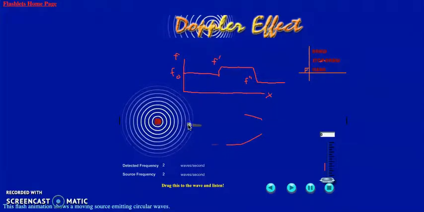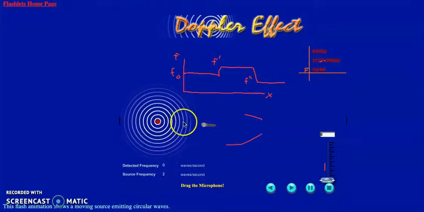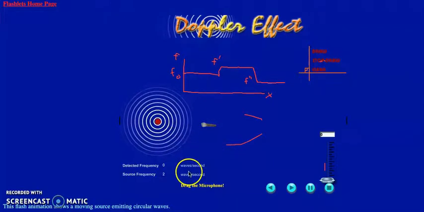So it can be a moving observer, it could be a moving source, or they both could be moving. What matters is that we have relative motion. When we do the calculations, we'll see there are slightly different equations for a moving source versus a moving observer versus both moving. Okay, so let me just show you some examples of that to finish up.